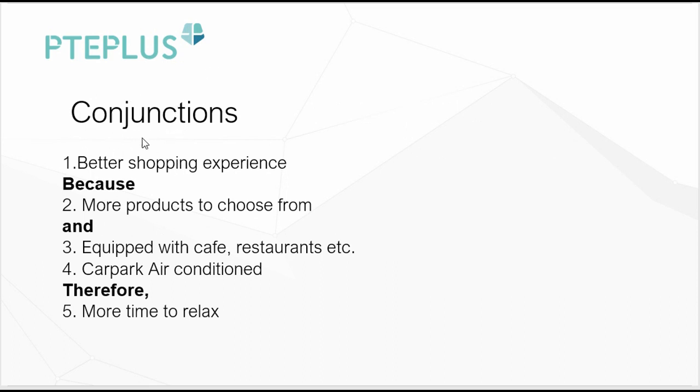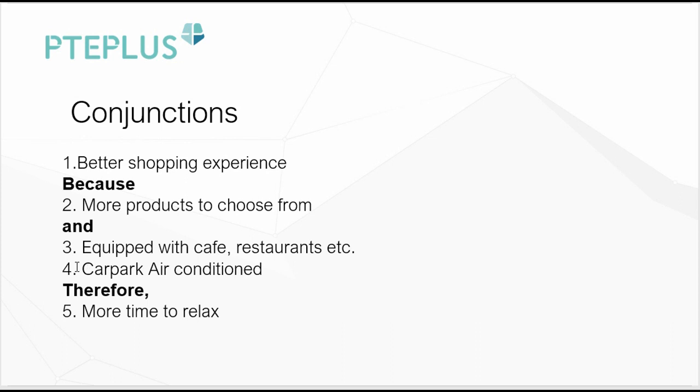So most of you are probably familiar with the term conjunctions, and you know that conjunctions mostly serve to essentially link sentences together. So in this example, we've got 2 ideas: better shopping experience and more products to choose from. You can say, this is a better shopping experience because there are more products to choose from. And in that particular case, we've linked our ideas together and we've showed the relationship between our ideas, and equipped with cafe, restaurants, etc. Right? It's another example of us linking our ideas together.